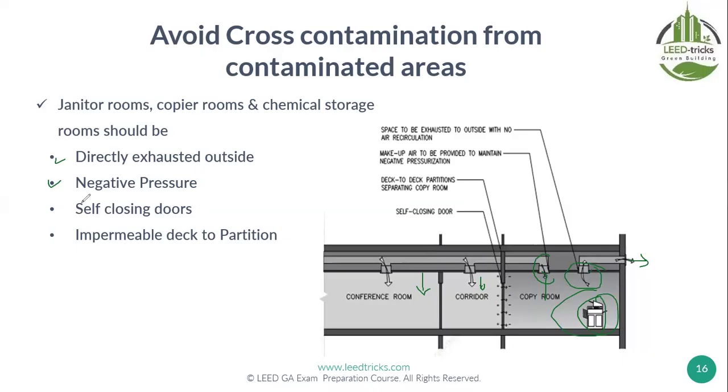Self-closing doors, so the door has a door closer, and an impermeable deck partition, like a full partition. Can you see? This is the structure ceiling. The partition goes up to the structure ceiling, not only up to the finished ceiling. Why? To make it like fire protection, the same as fire protection. So you need to remember this for avoiding cross-contamination and how to avoid it by these 3 or 4 steps.